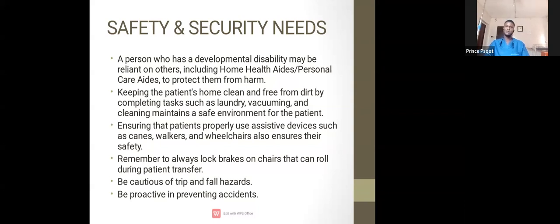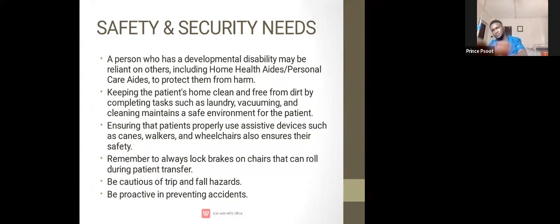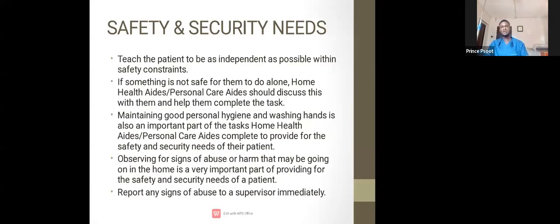Be cautious of trip and fall hazards. Patients can trip and fall, and they are no longer safe if they do. Be proactive in preventing accidents. Teach the patients to be as independent as possible within safe constraints. If something is not safe for them to do alone, we discuss it with them and help them to complete the task.